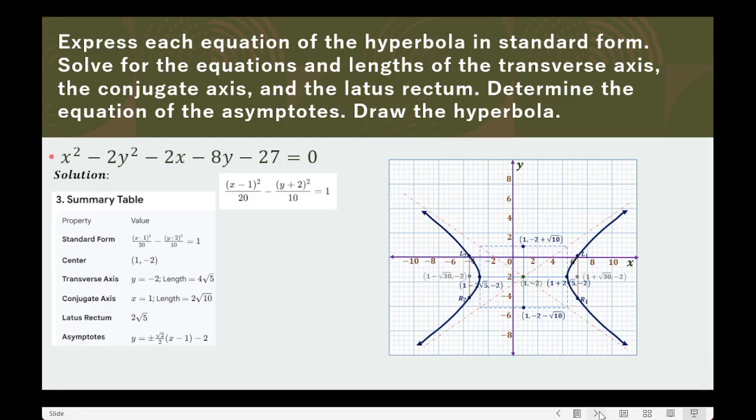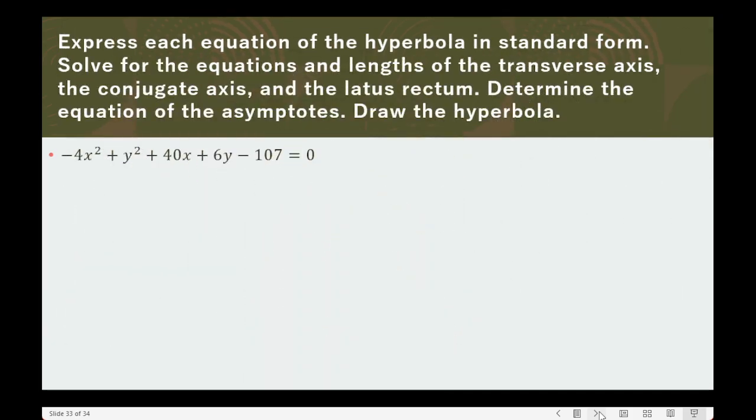Next, express each equation of the hyperbola in standard form. Solve for the equations and lengths of the transverse axis, the conjugate axis, and the latus rectum. Determine the equation of the asymptotes. Draw the hyperbola. Just like the first example, change the general form of the equation to its standard form.